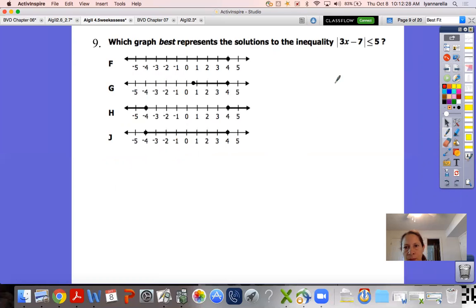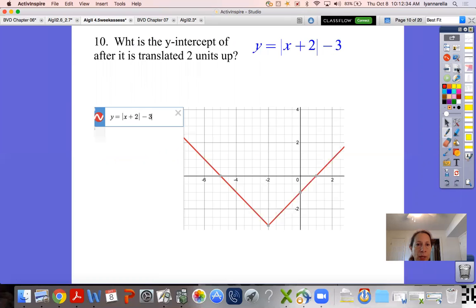Again, I would use Desmos. I don't know why anybody wouldn't use Desmos. It's so wonderful. And you will have Desmos built into the 4.5 week. And then this is important.